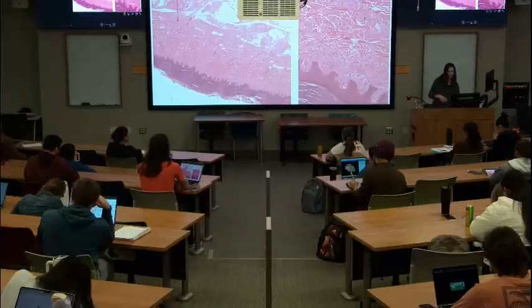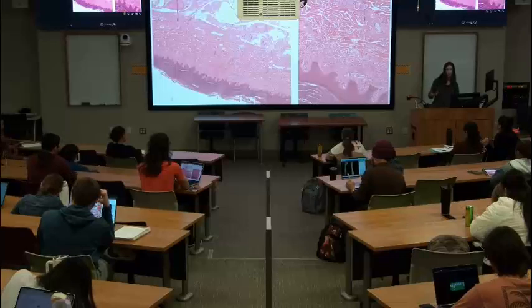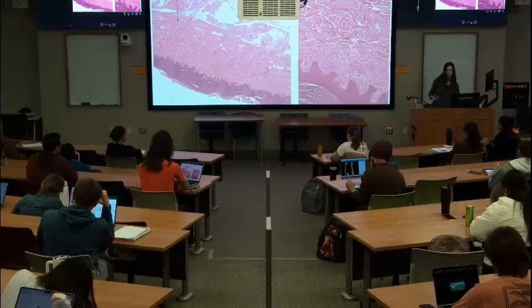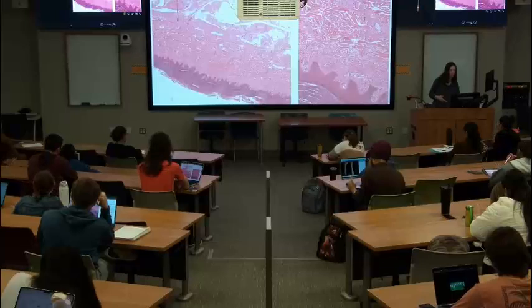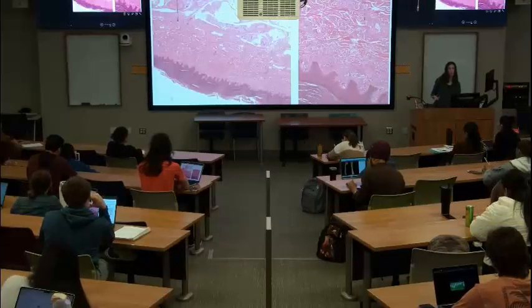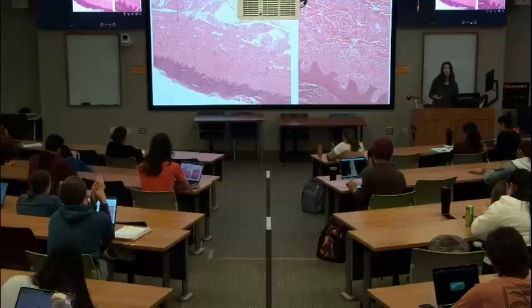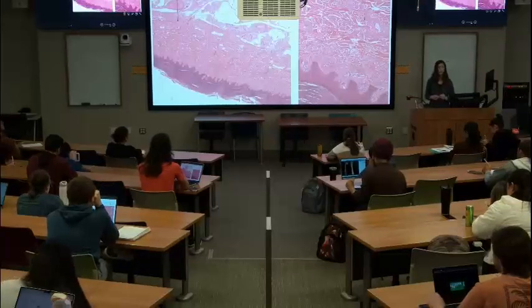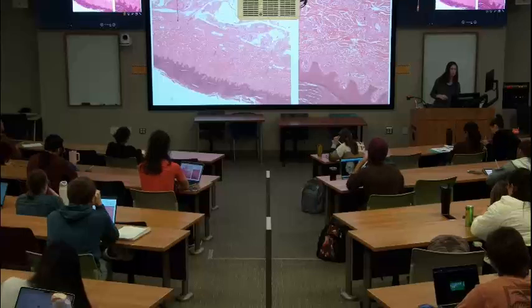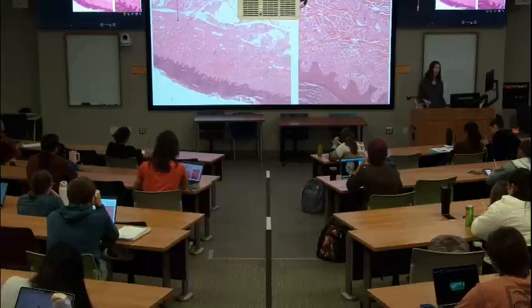All right, so that's what we've got here. You can see this dense irregular connective tissue. You can see luminal structures. So if you look here, you can see a big luminal structure. That's going to be a blood vessel. You'd expect to see smooth muscle in the wall. You'd expect to see endothelium on the inside. And inside the lumen, you'd expect to see red blood cells and white blood cells.